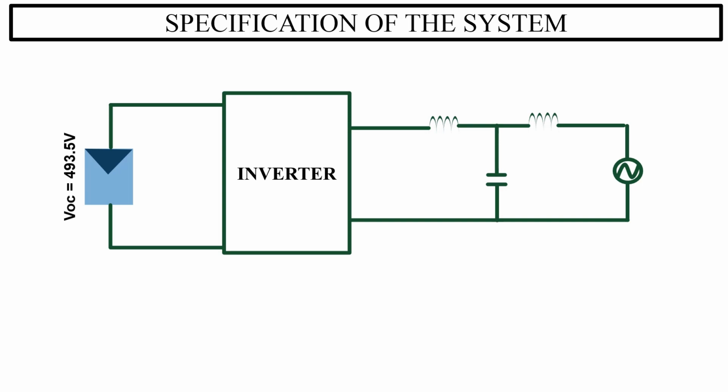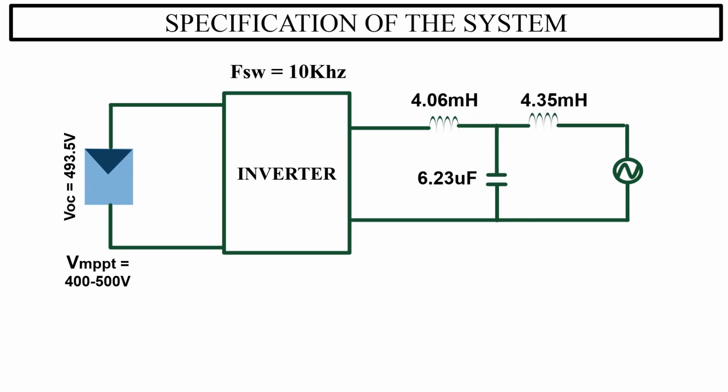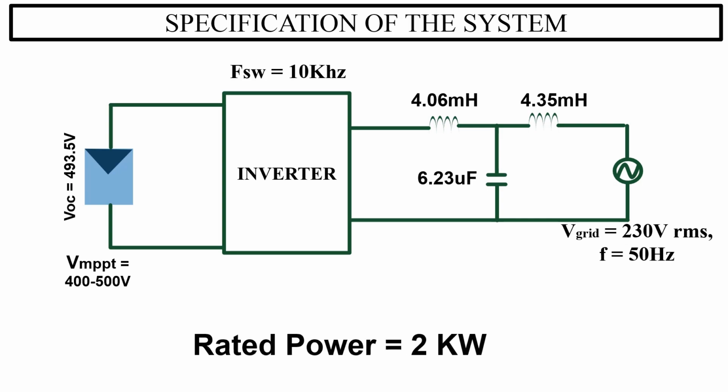Open circuit voltage of the PV array is 493.5. Operating voltage range is in between 400 and 500. The switching frequency of the inverter is 10 kHz. Value of filter inductor is 4.06 mH, 4.35 mH, and filter capacitor is 6.23 microfarad. Grid voltage is 230 volt RMS at 50 Hz. Rated power of the system is 2 kW.